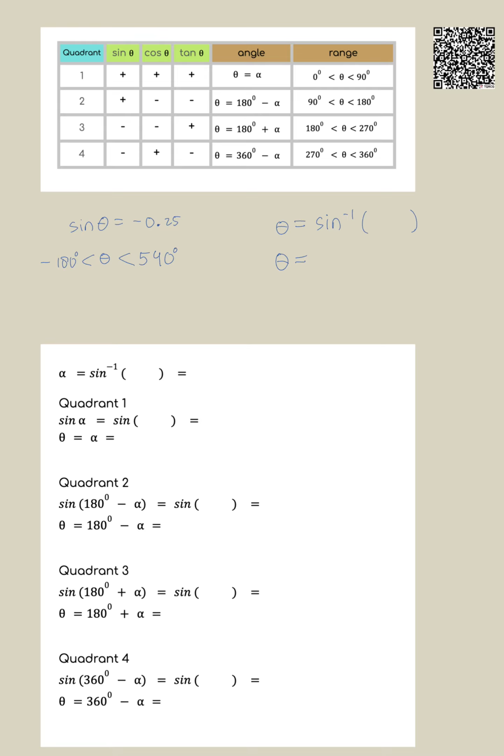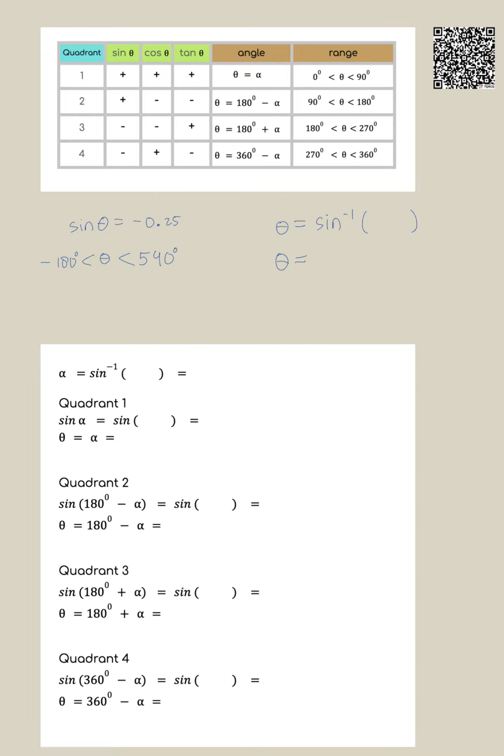A very common question in trigonometry, usually at the secondary level. They give you this type of question. They give you sine theta, the value of sine theta equals to something, and they ask you to find the values of theta. So in this example, sine theta is equal to negative 0.25, and you are asked to find the value of theta. Theta must be within the range that they give you, which is negative 180 degrees to 540.